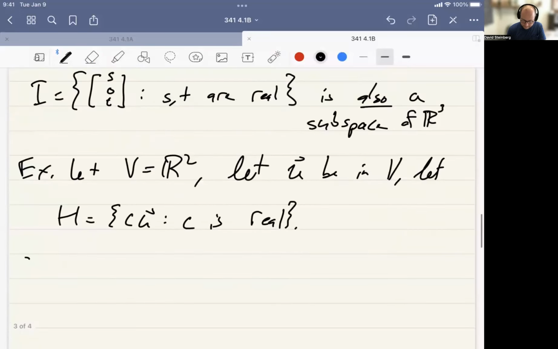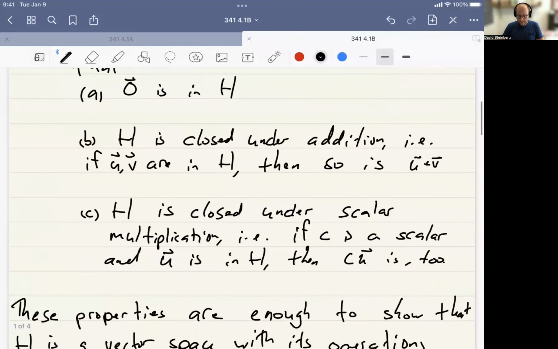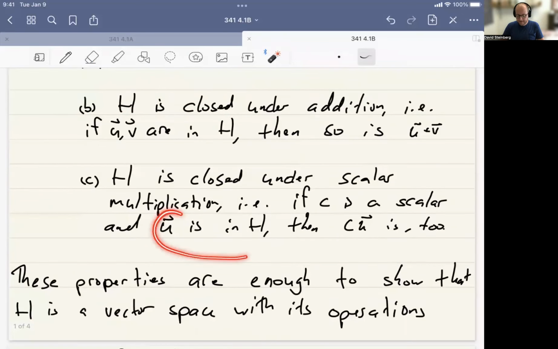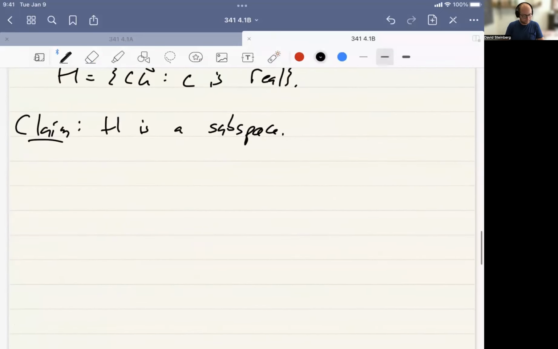And our claim is H is a subspace. So let's carefully go through this and show why this is the case. To show that H is really a subspace, we need to show these three things. We need to show that 0 is in our set. We need to show that if any two things are in our set, so is their sum. If we grab any vector in our set and any scalar number, then the scalar vector product is also in our set. So let's just go ahead and roll up our sleeves and do just that.